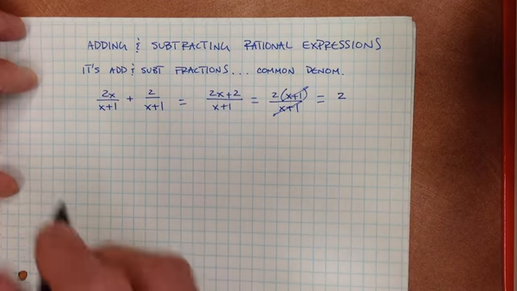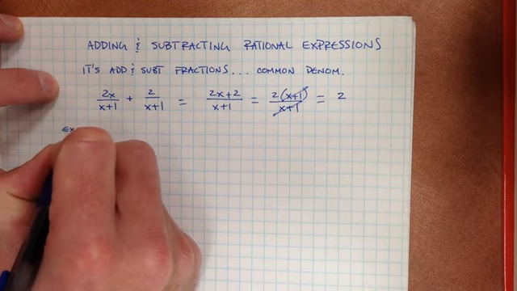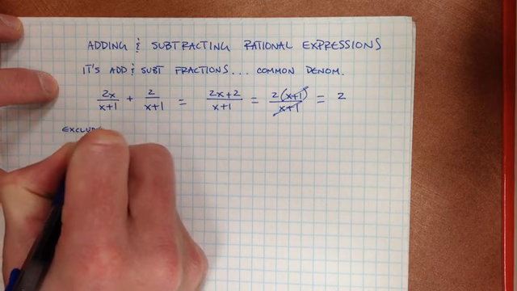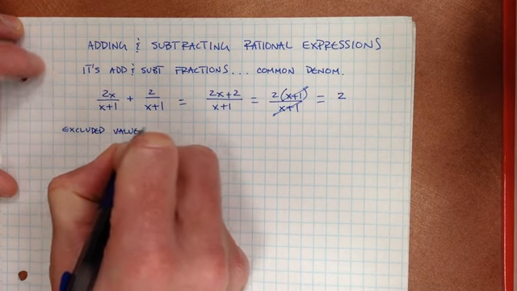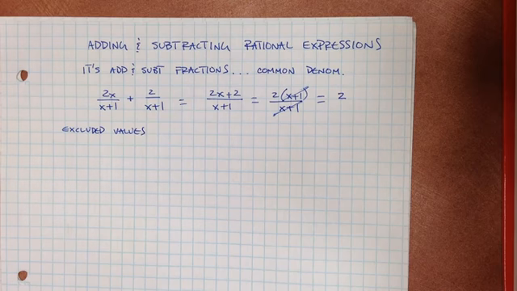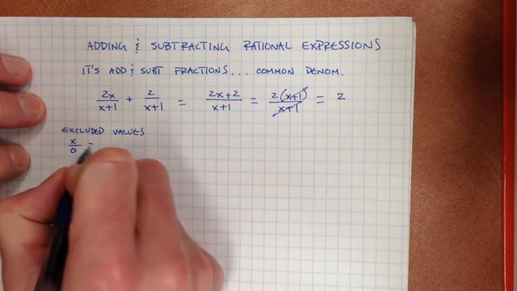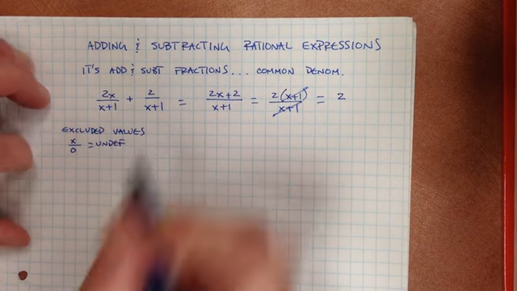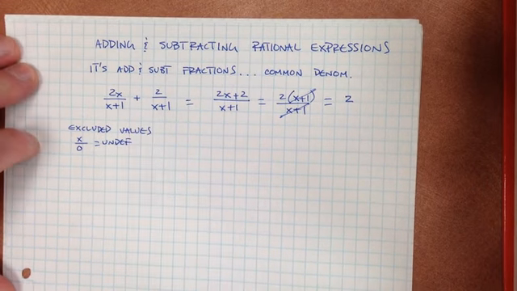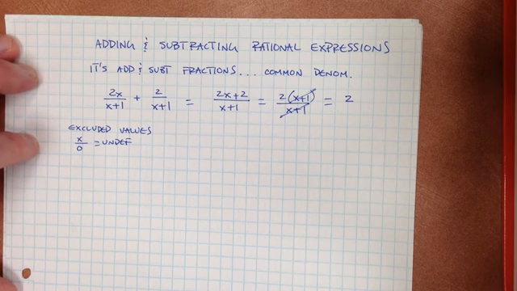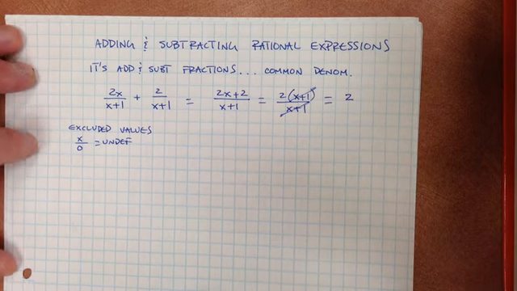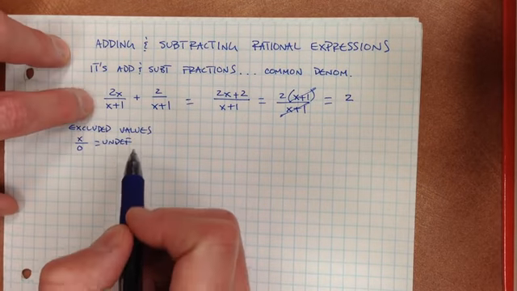Now you also need to be aware of excluded values. Excluded values are values that make your original rational expressions in that problem undefined. The way that something becomes undefined is it has a denominator of 0. That is undefined. So what values would make these denominators 0? Well, one easy way of figuring that out would be to use the zero product property, or to set each one of these denominators to 0.